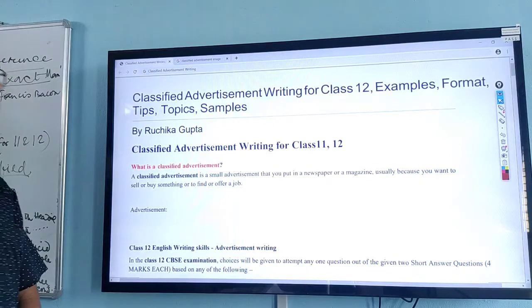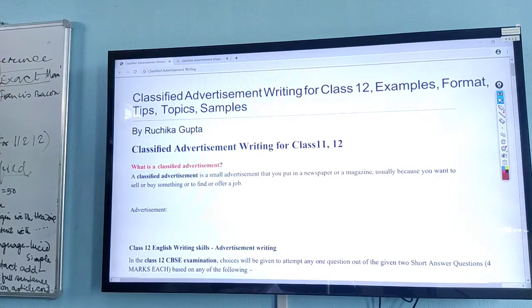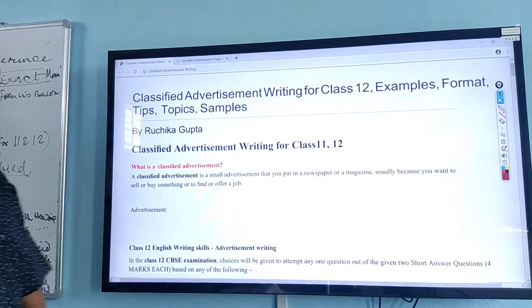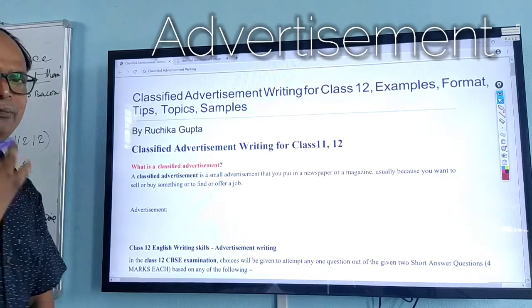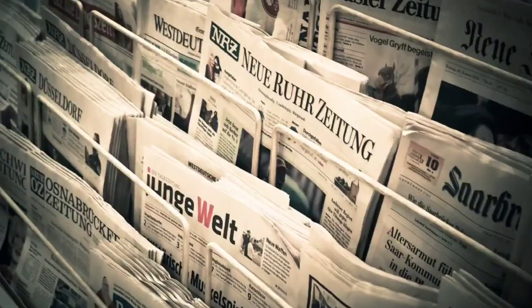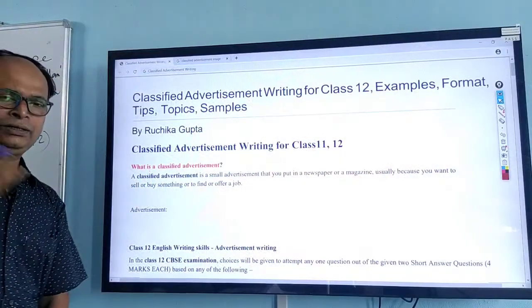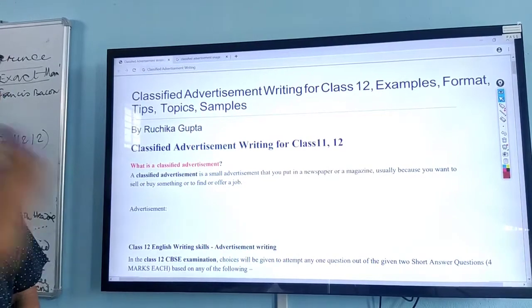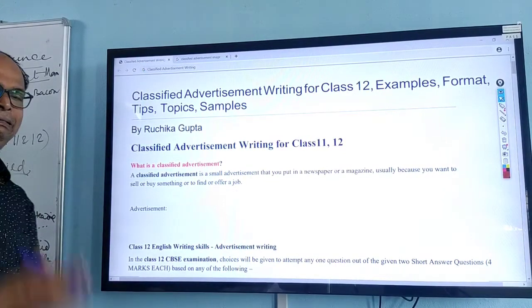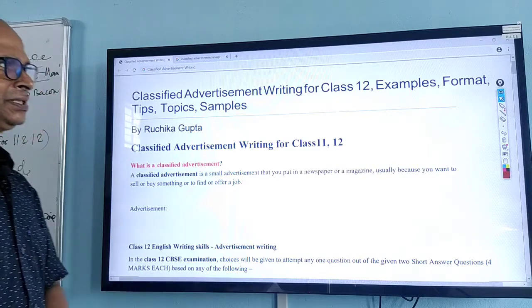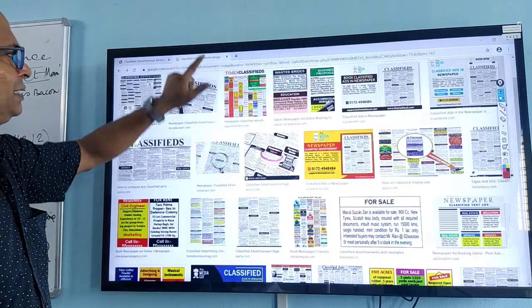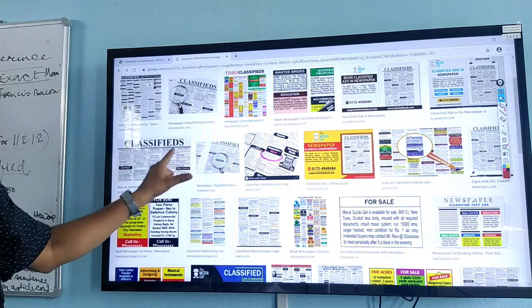Good morning children. Today we will be starting with the writing section, and the first part that we will be starting is the advertisement. Now my dear children, you have seen in the newspaper, either in the local news or in the national news, a particular part where a lot of advertisements come. Now for example, let us see this particular image.